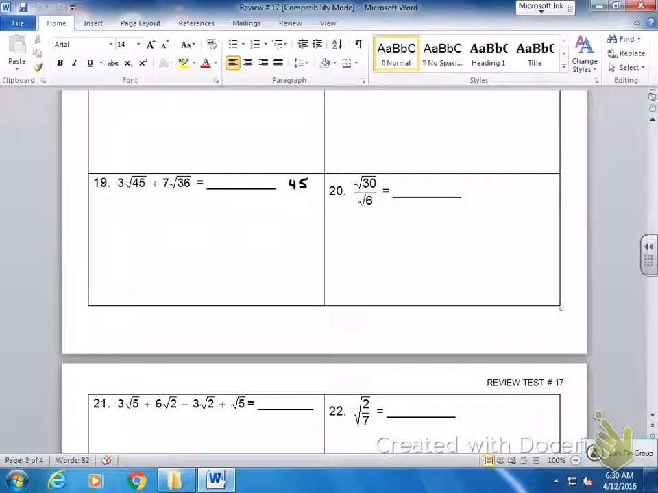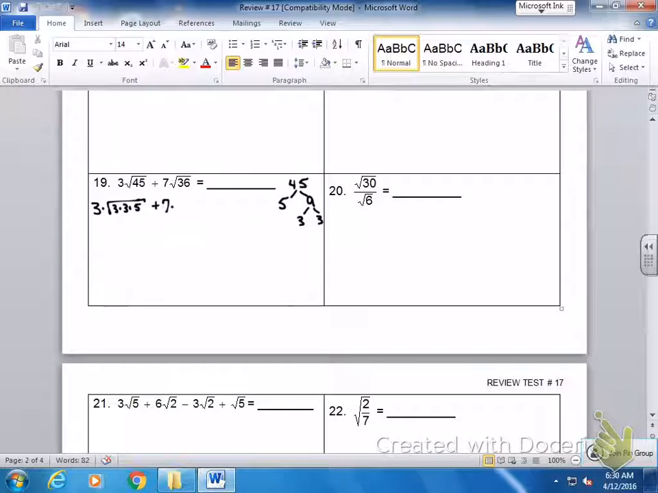So I'm going to start with 45, and since it ends in 5, divide it by 5. When you do that, you get 9. And we've seen 9 several times. I know that's 3 and 3. So what I have over here is 3 times the square root of 3 times 3 times 5.